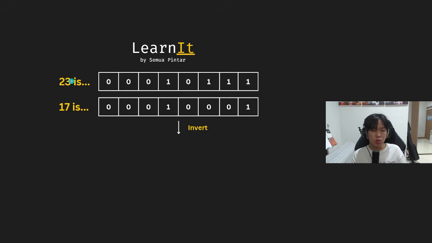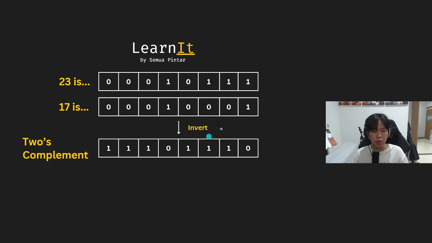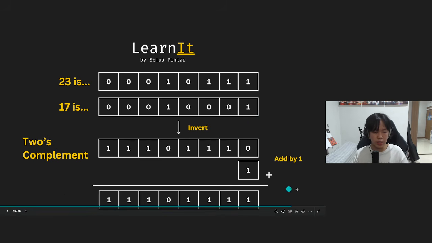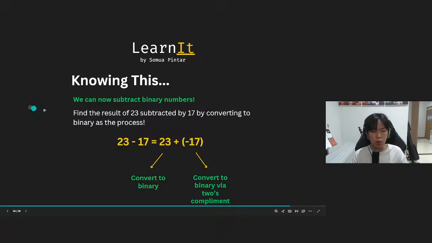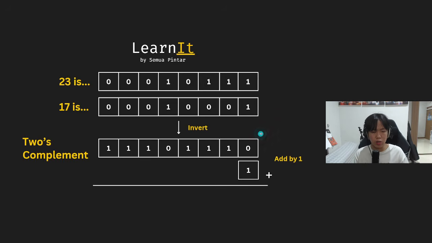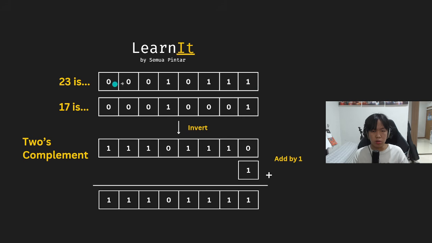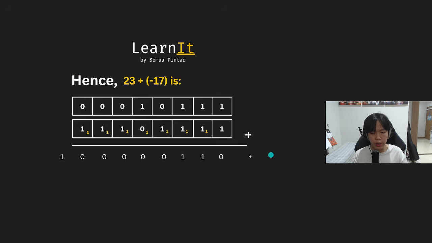So let's do that. So 23 in binary is this, and 17 is this. So if you want to find -17, you have to do 2's complement by first inverting. So 1 1 1 0 1 1 1 0, and then you add 1. So it becomes this. And then now, if you want to find 23 minus 17, you just need to add these two together. So it's 23, which is 0 0 0 1 0 1 1 1, plus 1 1 1 0 1 1 1 1. Okay, and if you do this, you get this number right here, 1 0 0 0 0 0 1 1 0. Okay, and if you notice this, this becomes an overflow.